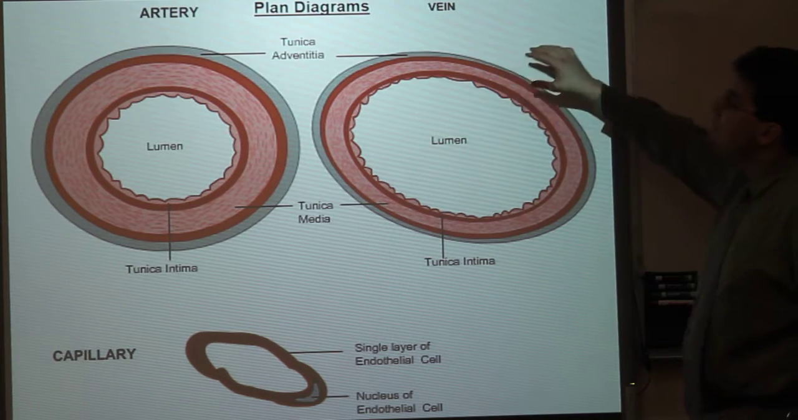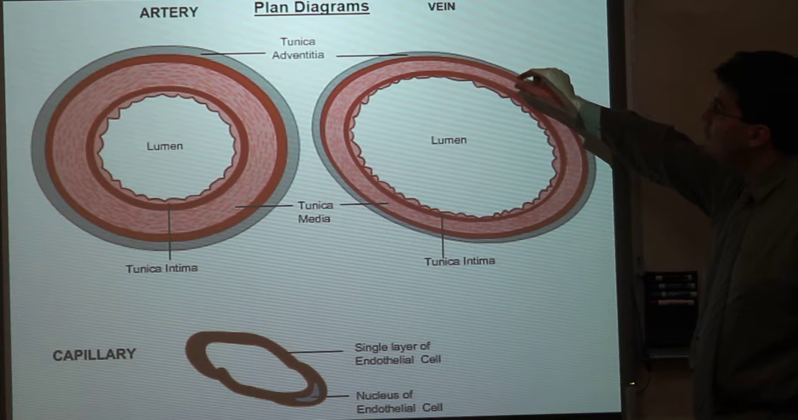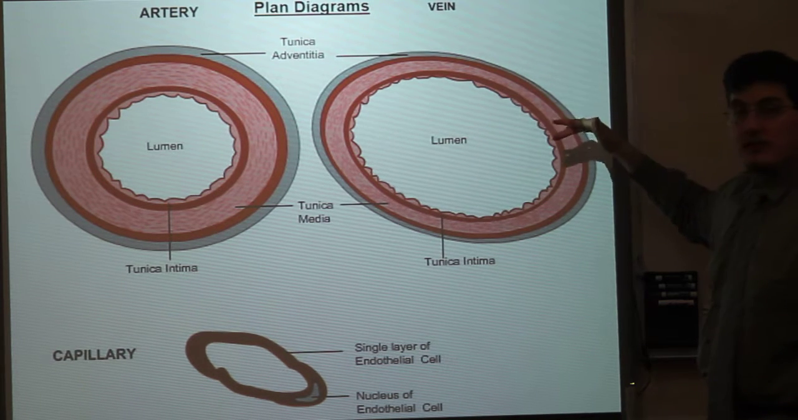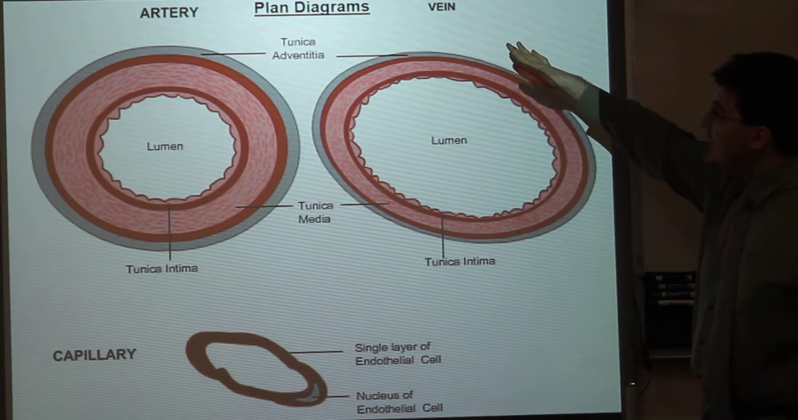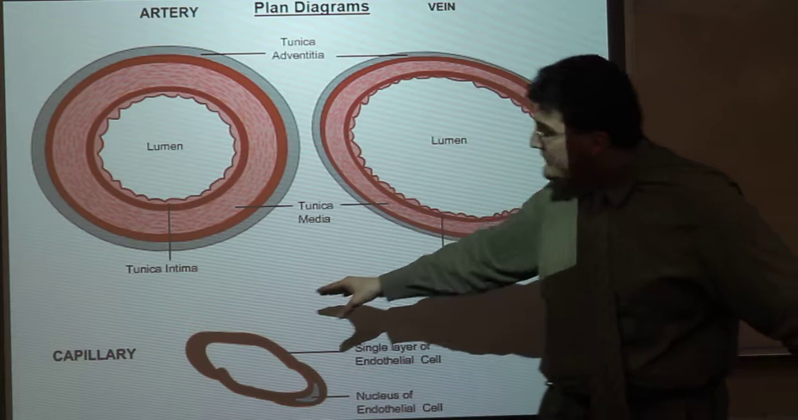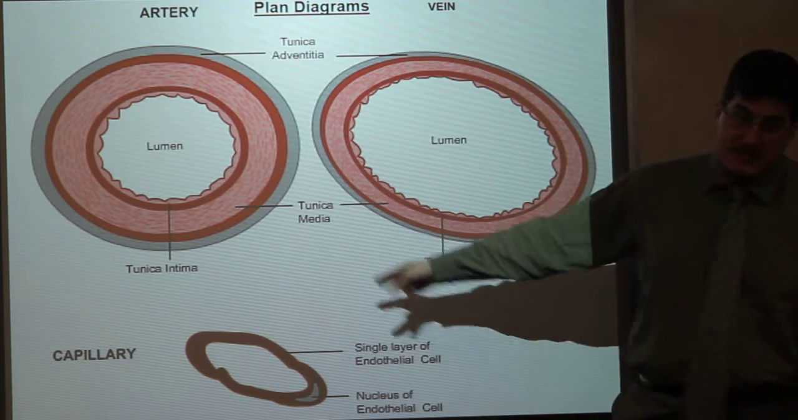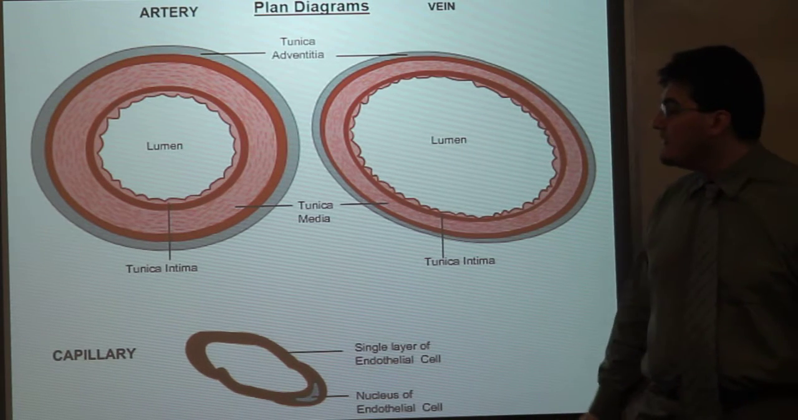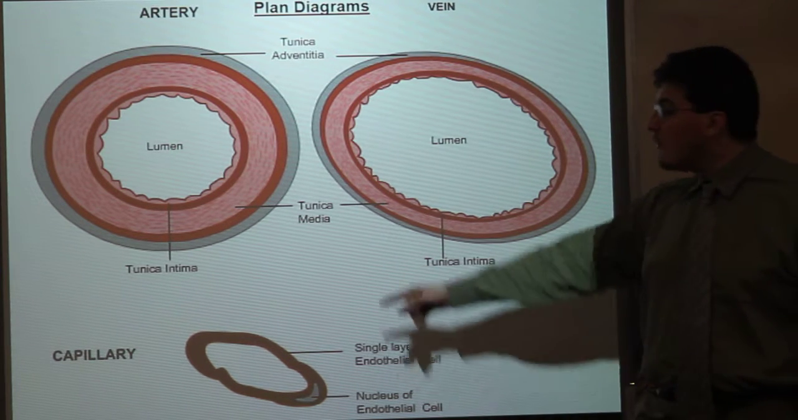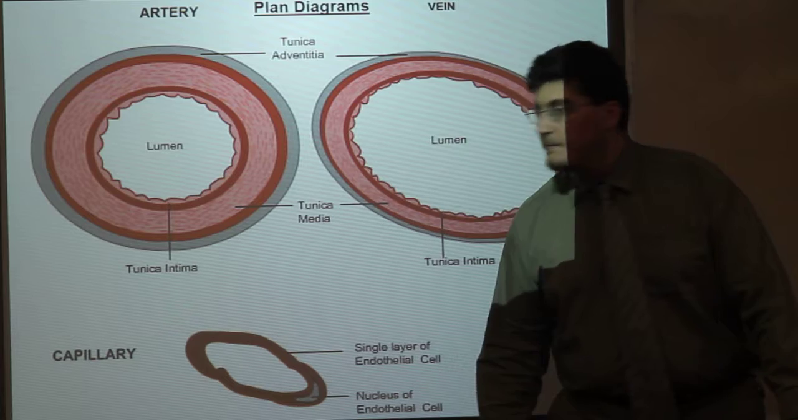In the vein, because our tunica externa and our tunica media are significantly thinner and our lumen is a bit larger, these will be providing significantly less pressure in these vessels. Our capillary, being comprised of a single layer of endothelial cells, is not going to have significant recoil force. This is going to be primarily for exchange.